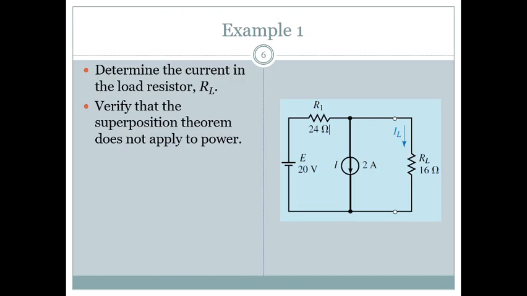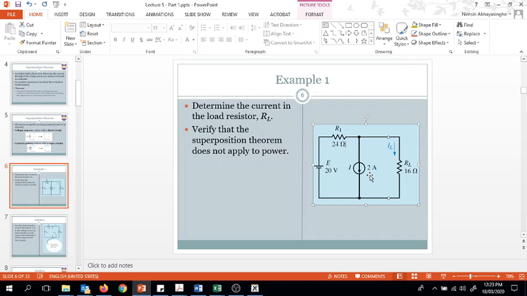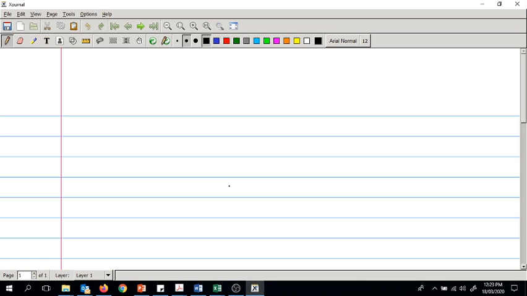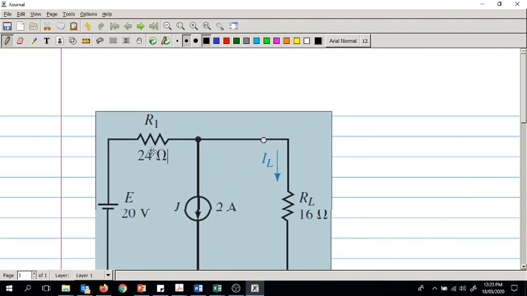Let's take this example. We have two sources in here. One is a voltage source and the other one is a current source. The question says determine the current in the load resistor RL. Verify that the superposition theorem does not apply to power. Let's take this circuit and see what we can do.